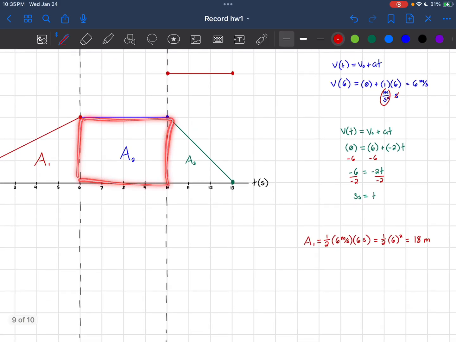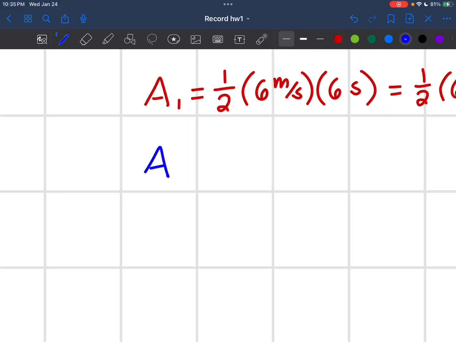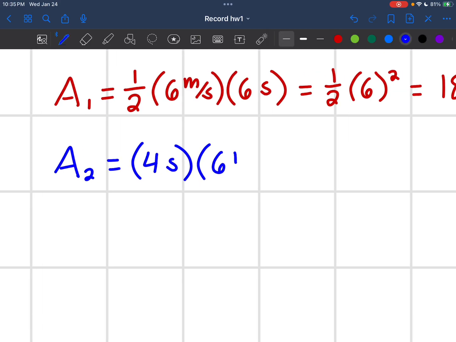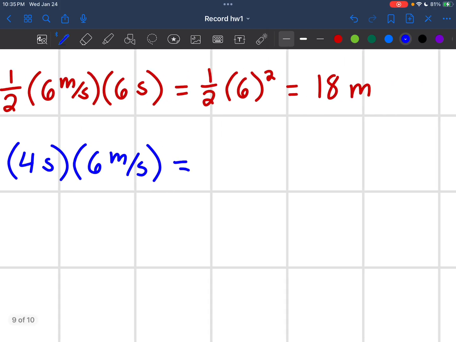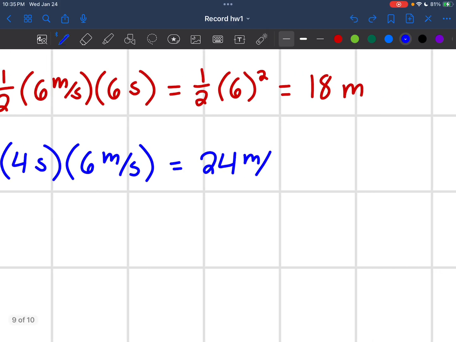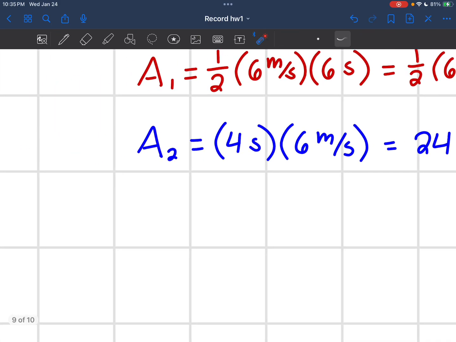Section 2, area 2, that one's going to be a rectangle, so I'm just multiplying base times height. So this was a base of 4 seconds, height of 6 meters per second. So A2 equals 4 seconds times 6 meters per second. And that's going to be 24 meters. Oh, not meters per second. Meters, right? Because meters per second, and then I multiply by seconds.